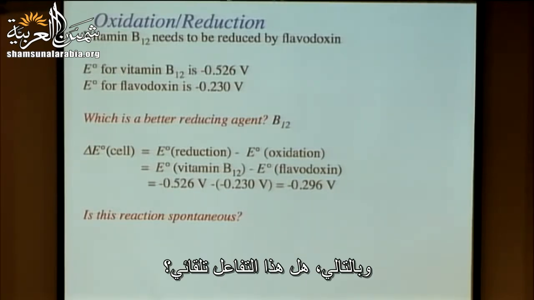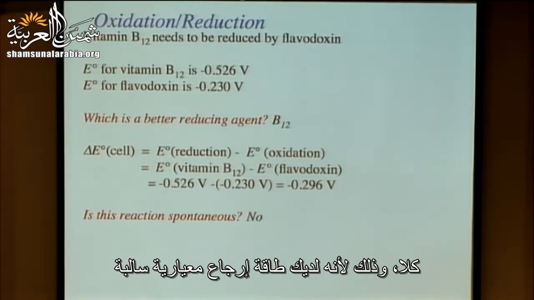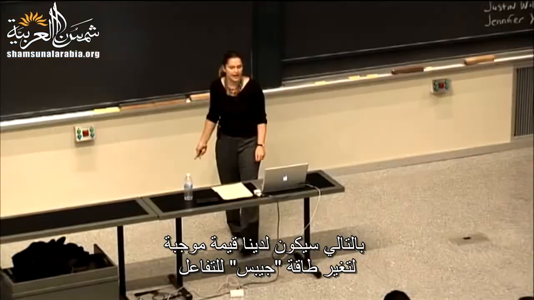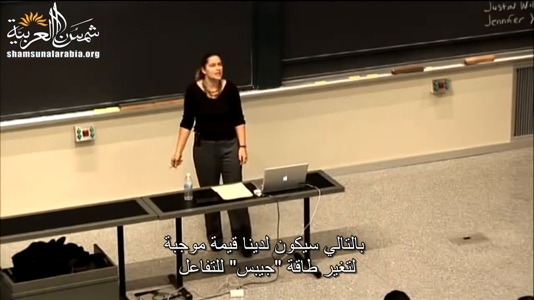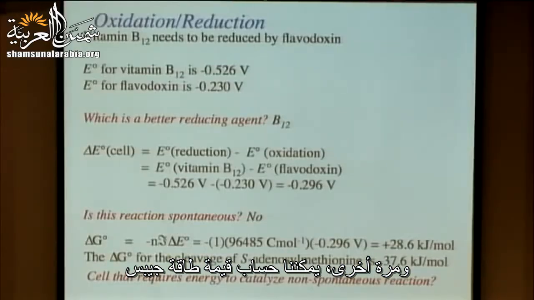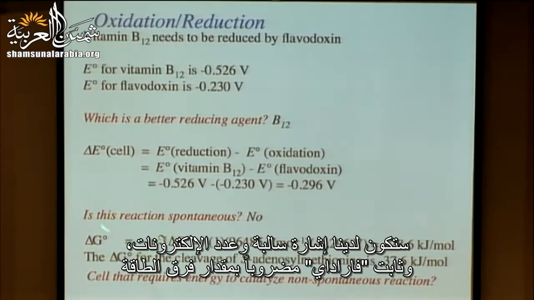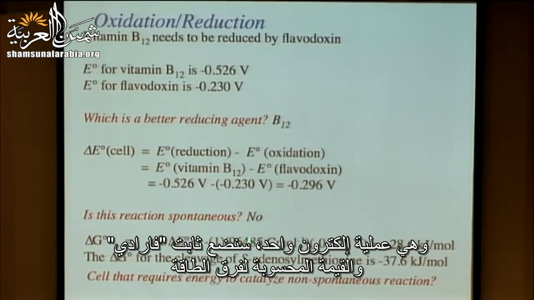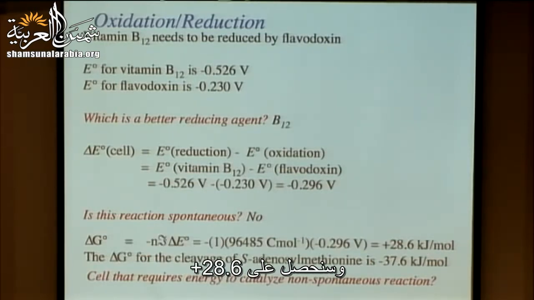So is this reaction spontaneous? No. And that's because if you have a negative standard reduction potential, then you're going to have a positive value for delta G, so it will not be spontaneous. And again, you can calculate the value for delta G. So we have minus n, number of moles of electrons, times Faraday's constant, times the difference in potential. And it's a one-electron process. We put in Faraday's constant and the calculated value for delta E, and we get a positive 28.6.